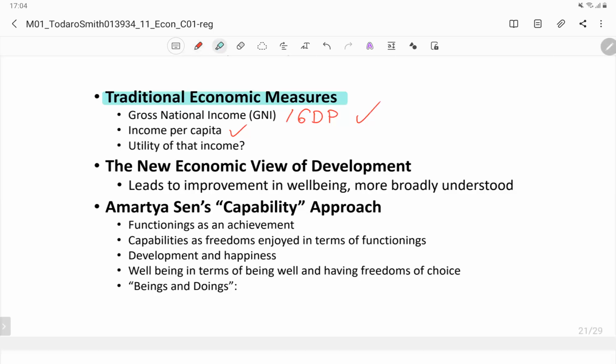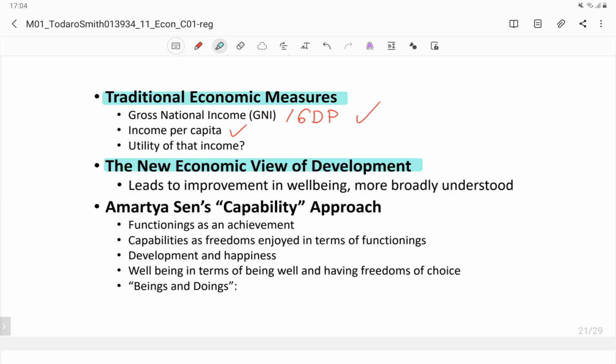And then the next one, we have the new economic view of development. This is the improvement of the traditional economic measure.